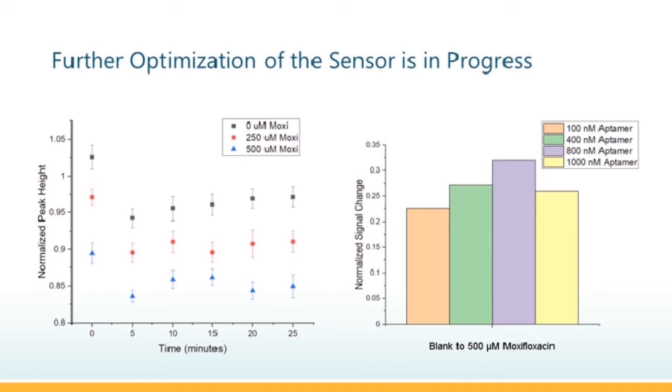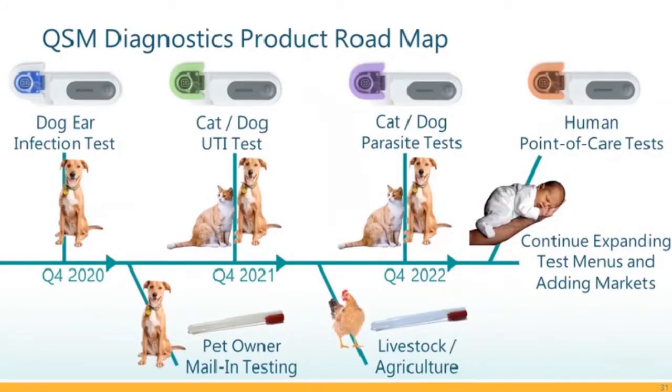We're excited to be working with the Aptamer group to showcase all of these results. We look forward to getting the aptamers for our other small molecule QSM targets to build out our UTI products and other products in our pipeline as we go forward. So just a little bit about where that path goes.